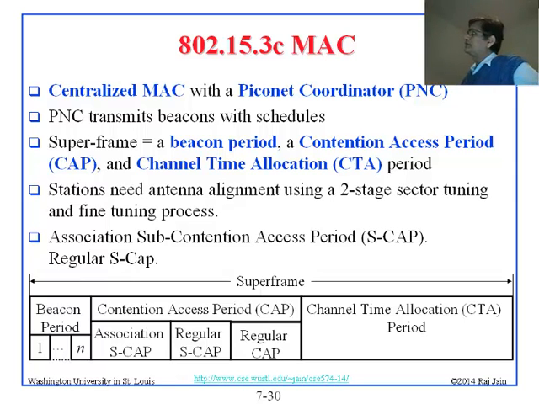PNC transmits beacons with a schedule. They have a super frame, as shown here. They have a beacon period, and then they have a contention and channel allocation period, right? And so basically, beacon period is when the PNC sends out the beacons, right? Contention access period is when basically you have to somehow let your demands be known, and then this is where you are allocated the time.